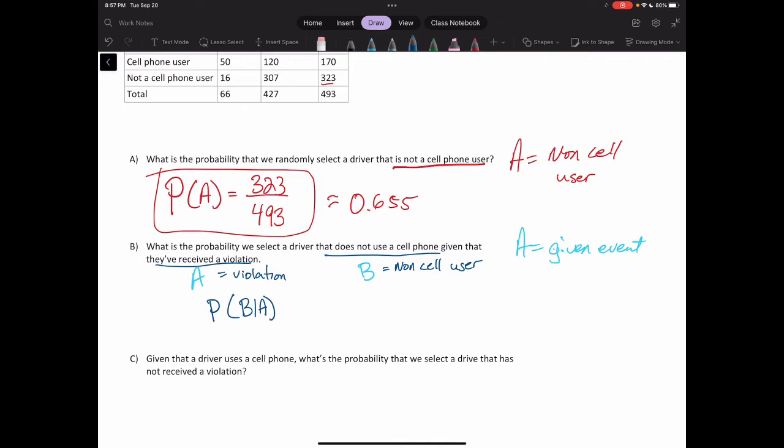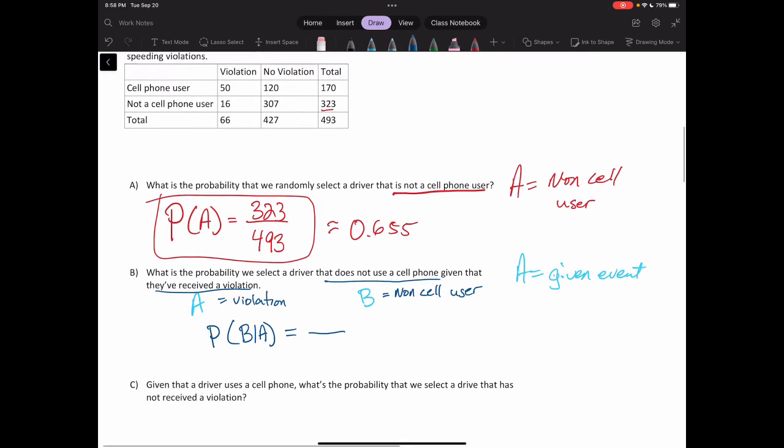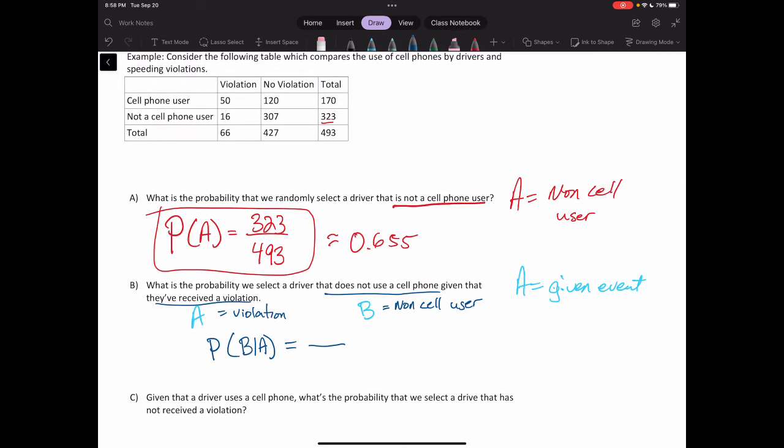There's nothing special with what I just did there. You could have kept them as A and B as we had initially, but I just like this notation a little better. All right, here's the cool thing. Whenever we have a conditional probability, we are restricting our sample space. So we are no longer looking at a total of 493 people. What we're saying is that the given event is that they received a violation. So we're only concerned with people that have received a violation.